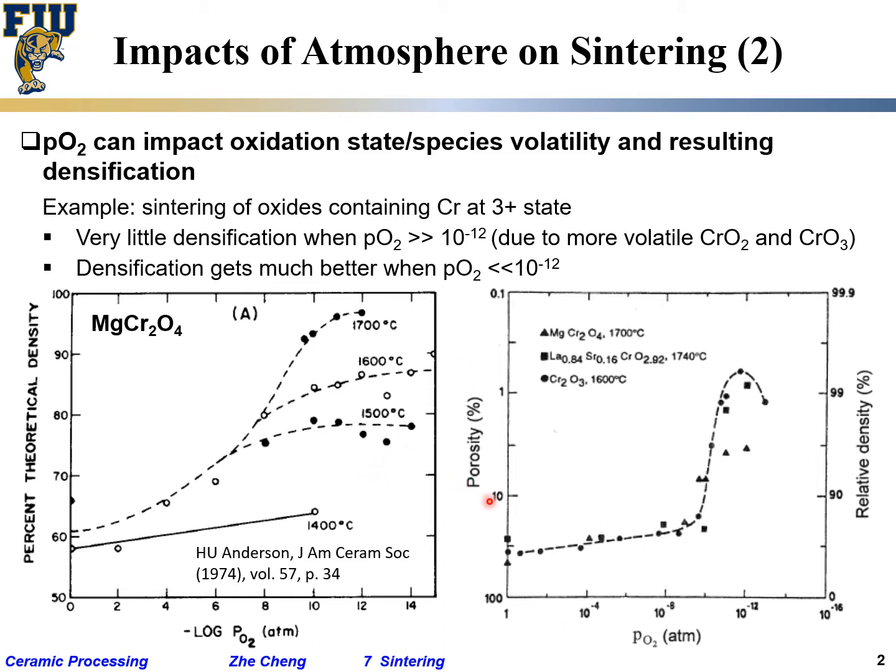Here is a related plot. We are plotting porosity on one side, relative density on the other side. Make sense? The higher the relative density, the lower the porosity. Here I have 10% porosity, I have 90% relative density. The right side is relative density, the left side is porosity plotted in log scale.